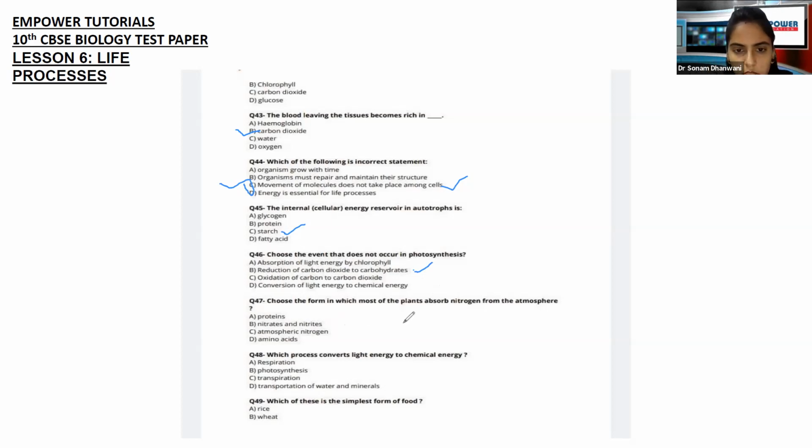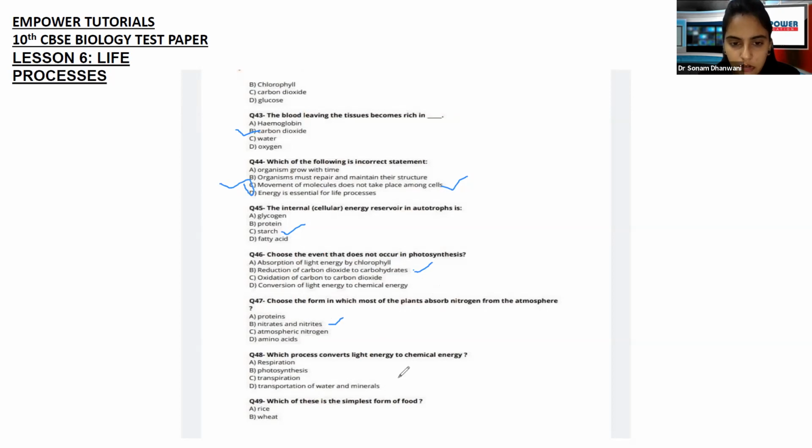Choose the form in which most of the plants absorb nitrogen from the atmosphere. It is nitrates and nitrites. Please don't go with atmospheric nitrogen. Okay, that is not the answer. Nitrates and nitrites are the forms of nitrogen which are absorbed. Okay, so it is nitrates and nitrites.